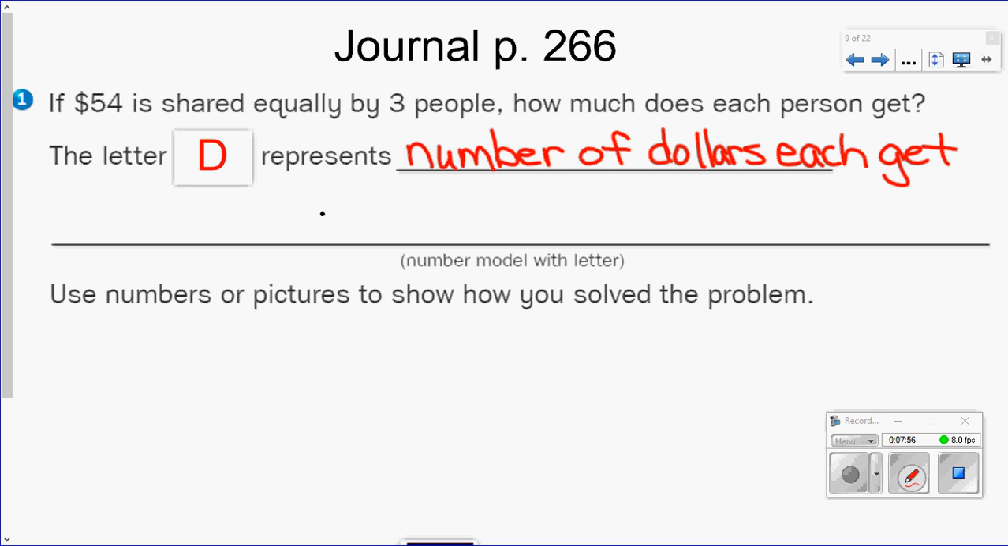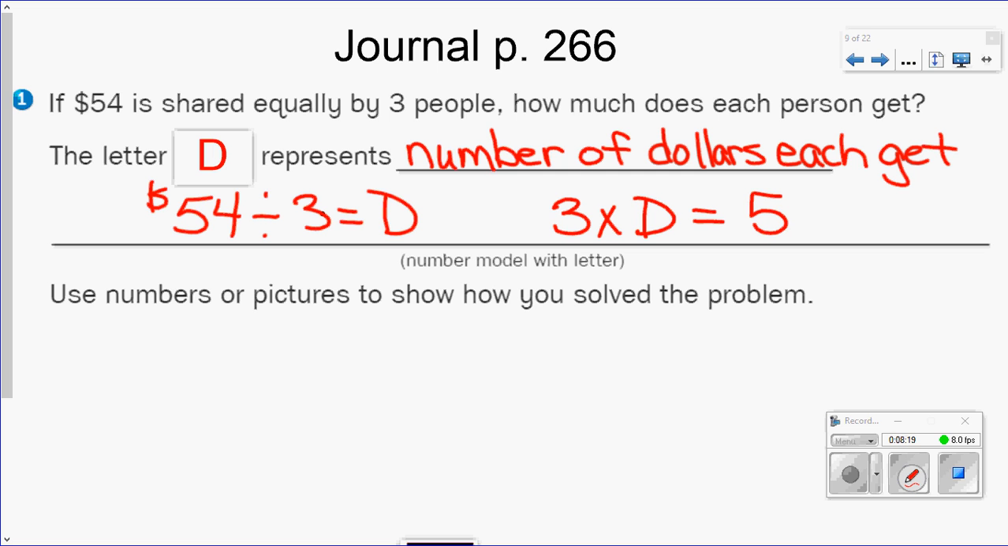Okay, so I could look at this and I know I start out with $54, so that's my total amount. So I could take that $54, divide it by my 3 people, and that's going to equal my letter D, or the number of dollars each one gets. Or I could also look at that and say 3 times D equals my $54. Okay, either one of those equations would work.